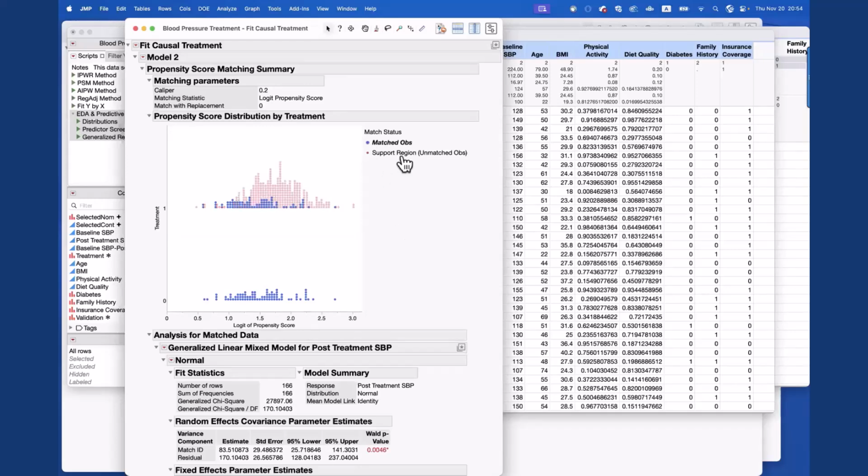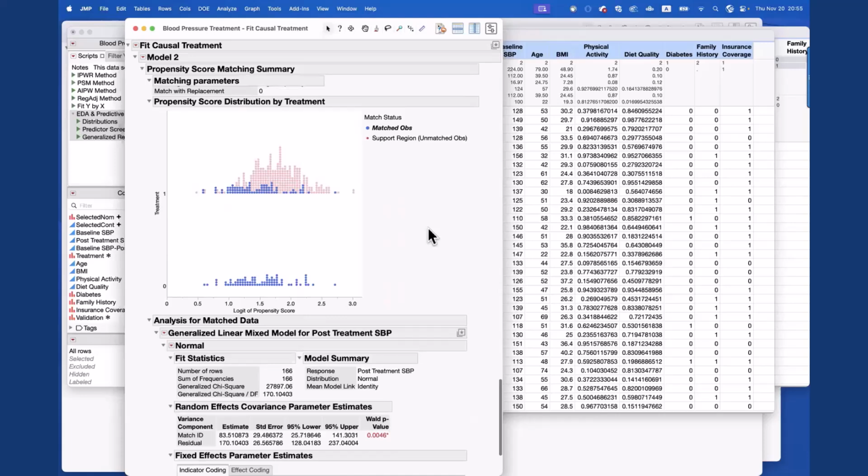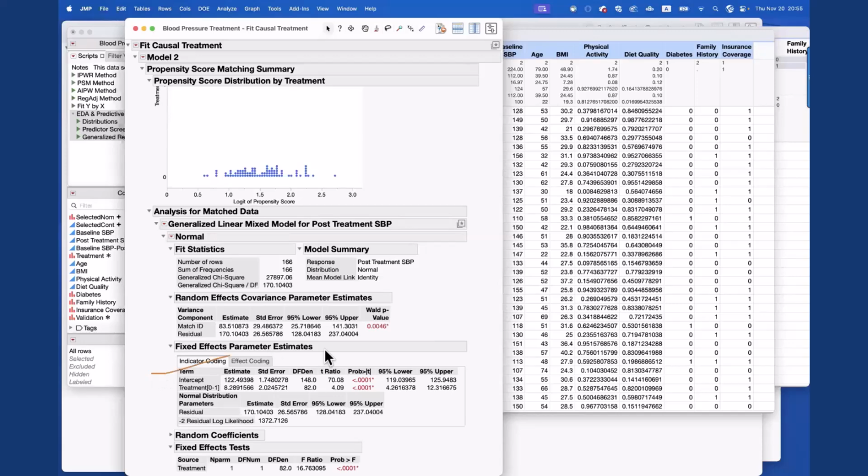Here we've got a graph where we can see where the region of support was. We want to see a good region of support over the matched observations, and we do. This is showing us the treatment and control groups, who was matched with whom, as plotted against the propensity scores. So this all looks great. Bottom line is we will be able to conclude causality as long as the model bears that out, and it does. We've got high significance, and we've got a good effect here. The treatment, which is about what we found earlier, a little bit less, is about 8.3 points lower for the treatment, the new drug.